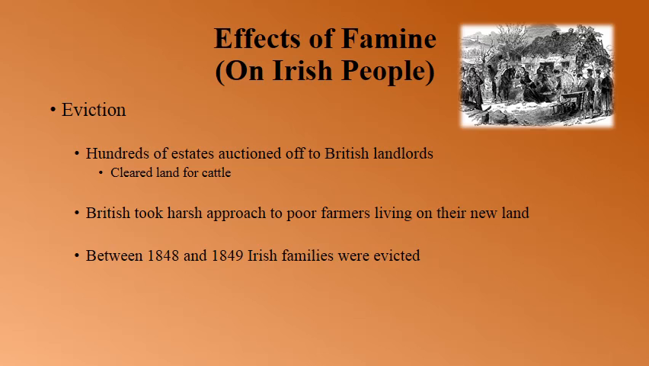The British took a harsh approach to poor families living on their new land. They still expected a lot from them and taxed them and expected a lot of rent, even though they knew that the Irish people did not have the resources. And so between 1848 and 1849, a lot of Irish families were evicted and left homeless. And so in the cities, there was a huge homeless and poverty problem because there wasn't enough land to farm. And the British people expected far too much for the Irish people to keep up with what they were dealing with.